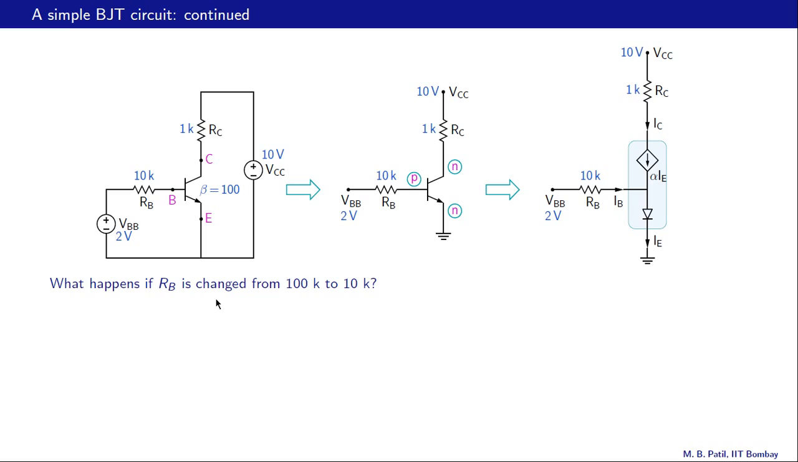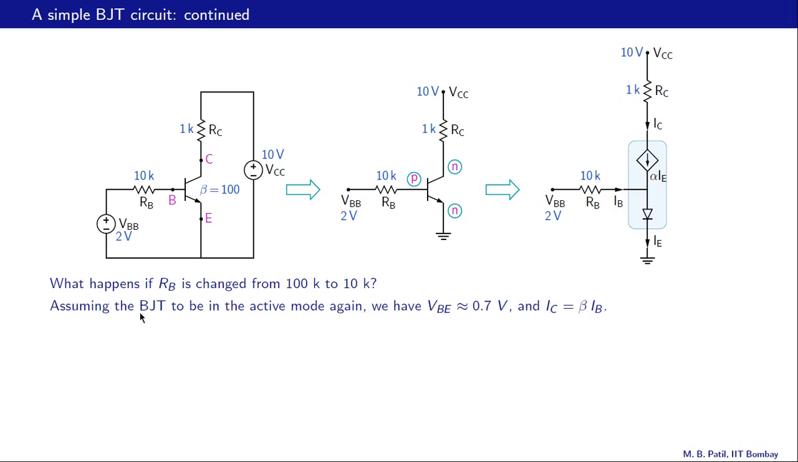Let us now consider the same circuit, but with a slight change. We have changed RB from 100K to 10K now. And now we want to see what the solution is, the collector current as well as the various BJT voltages. So let's repeat the procedure that we followed in the last slide.